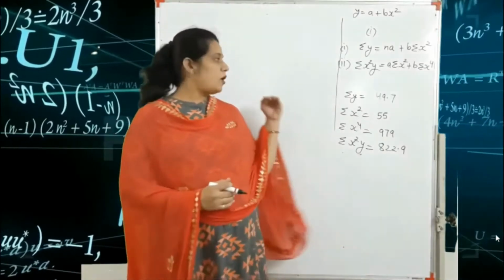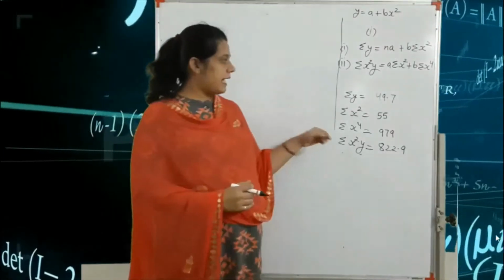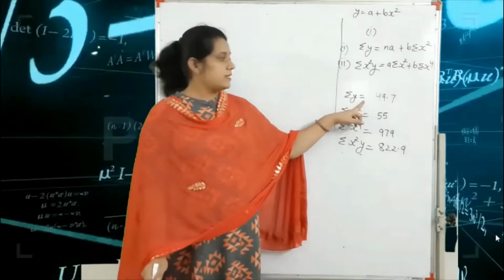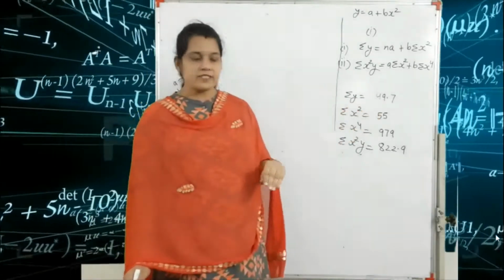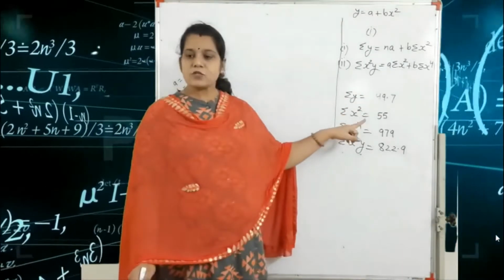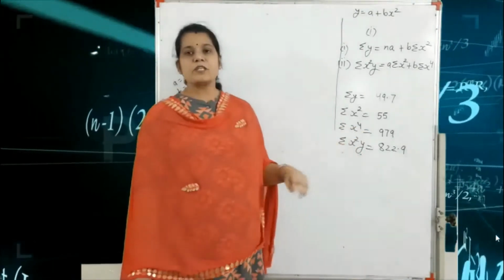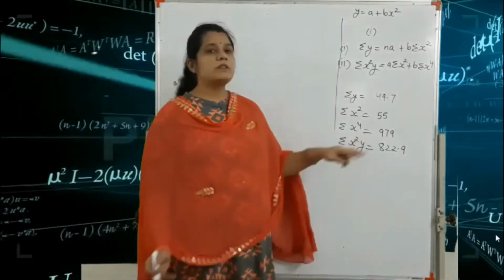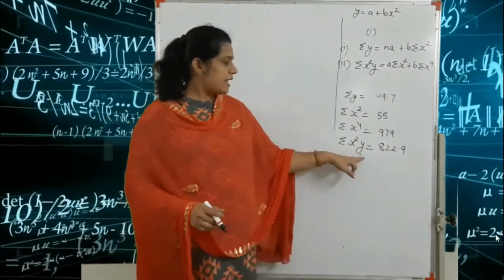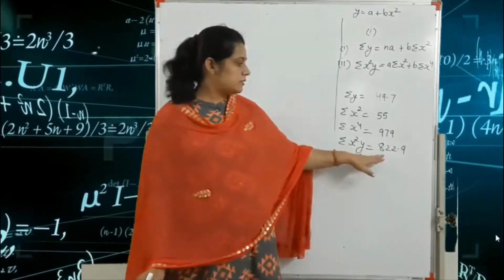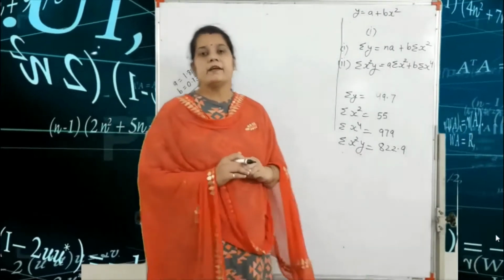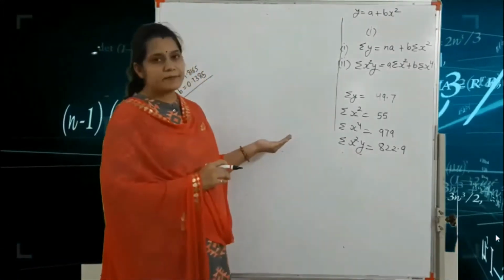So, sum of all these values, we get the summation y is equal to 49.7, summation x square is equal to 55, summation x raised to the power 4 is equal to 979, and summation x square y is equal to 822.9. So, our next step is what?